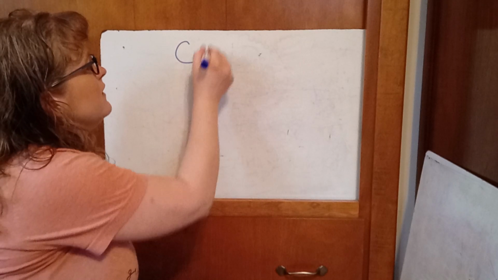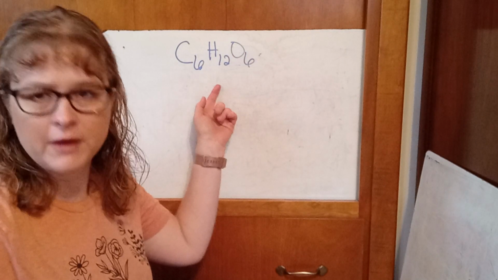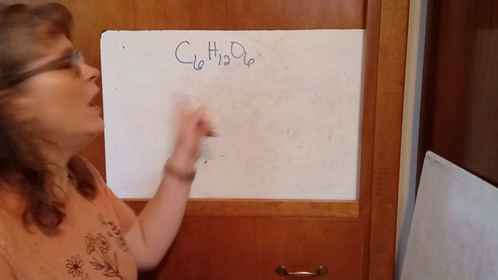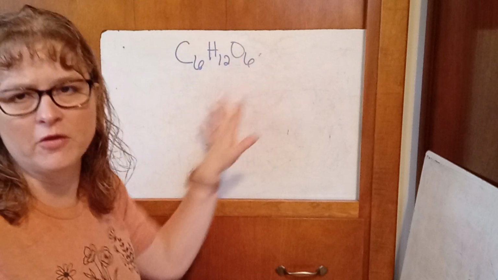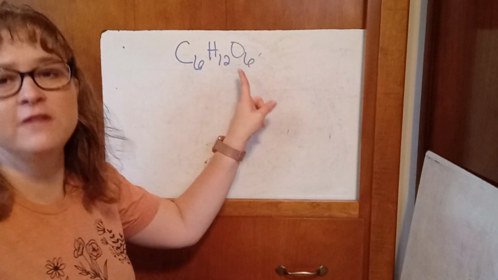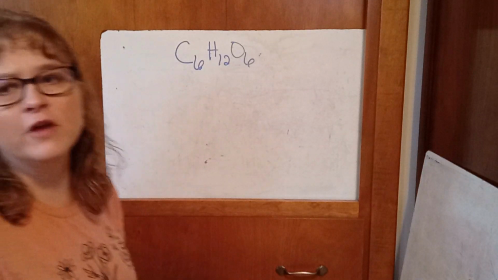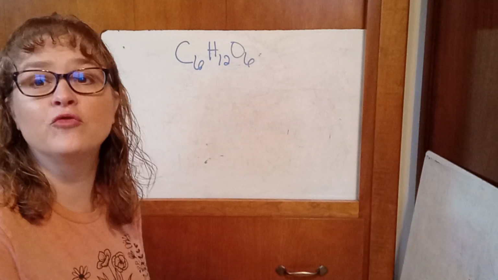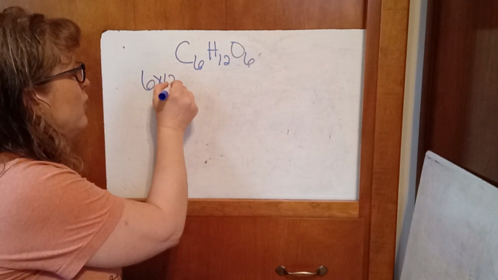What is the mass of a single molecule of C6H12O6? This is glucose, by the way. So what you need to do is find the molar mass of this molecule by adding up the mass of 6 carbons, 12 hydrogens, and 6 oxygens. Okay, so the first thing we need to do is look at carbon on the periodic table, and it has a mass of 12.01. So we do 6 times 12.01.